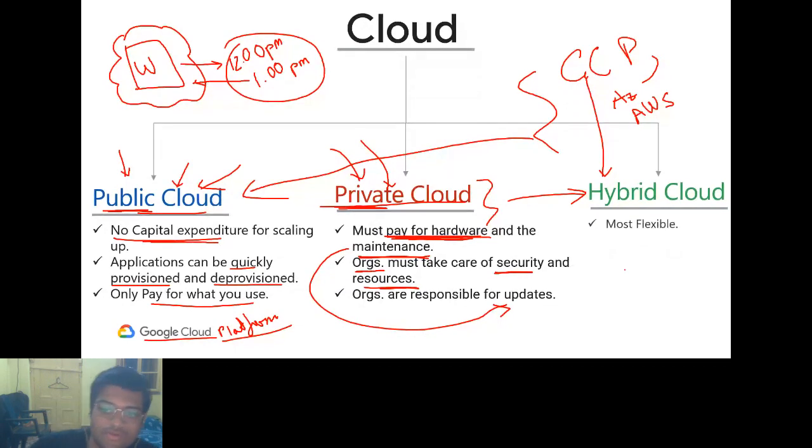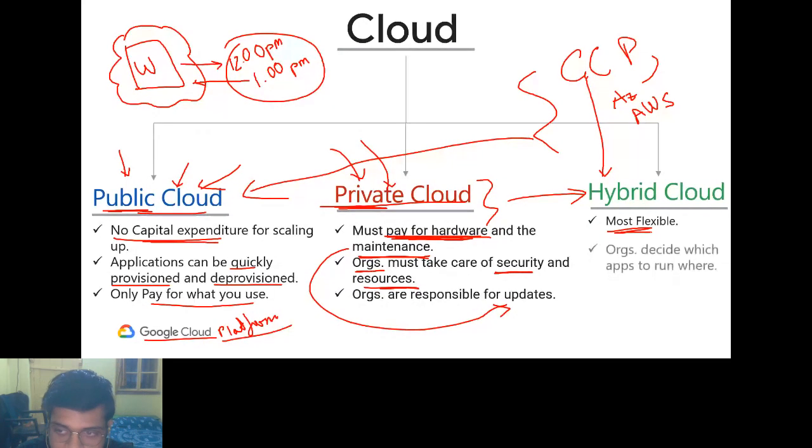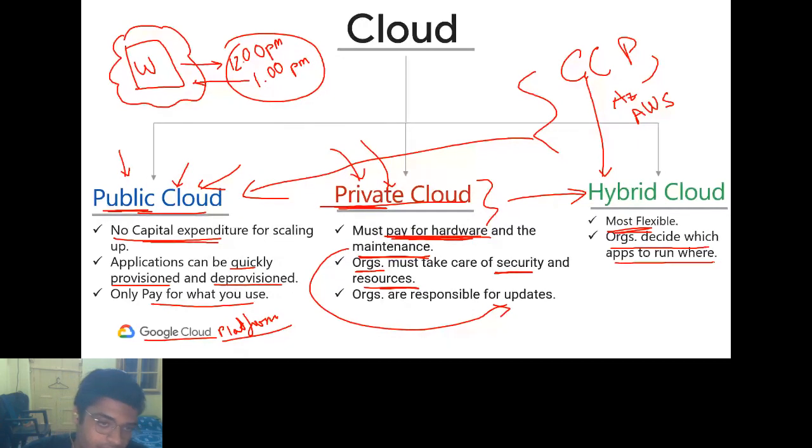Right. So, most flexible. Why? Because if I want, I can use my machine. If I want, I can use GCP, my choice. And organizations can decide where to run my app. Apps, websites, anything. So if I think that my app can run locally and be fine, then I'll run it locally. If not, I can host it on the cloud, right?